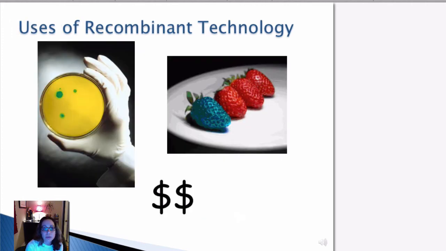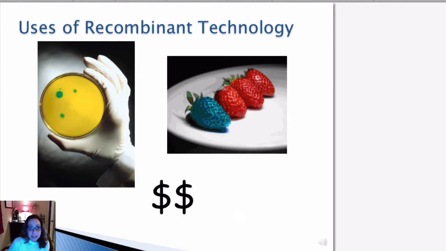So how do we use recombinant DNA technology? We use it in so many different ways. It can be used to generate hybrid plants, such as this example here with some hybrid strawberries. You get a blue strawberry here. You can use it to generate fluorescing bacteria like this right here. You can add a fluorescent marker into bacteria. It makes it easy to look for things.